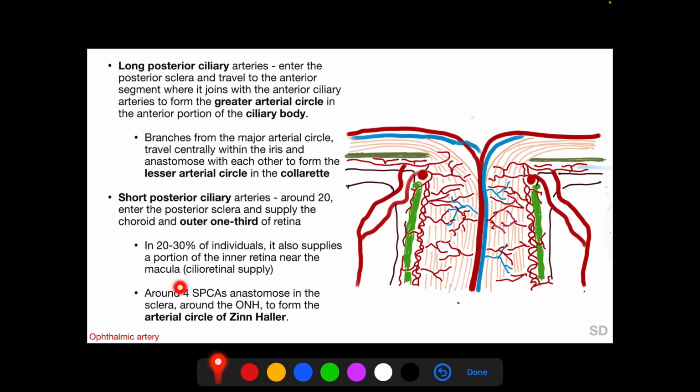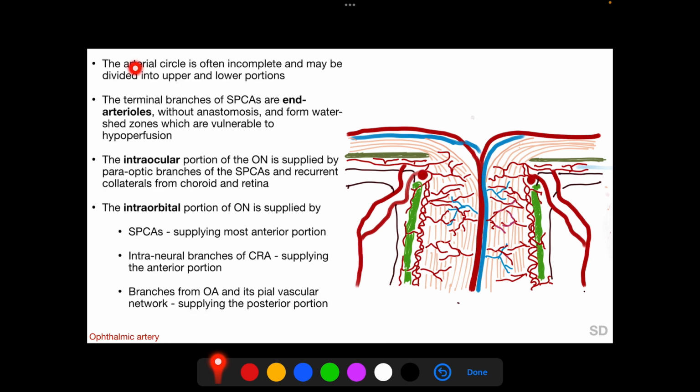Around 4 short posterior ciliary arteries anastomose in the sclera around the optic nerve head to form the arterial circle of Zinn-Haller. This arterial circle of Zinn-Haller is often incomplete and may be divided into an upper and a lower portion. The terminal branches of the short posterior ciliary arteries are end arterioles without anastomosis between the adjacent branches, and thus form watershed zones which are vulnerable to hypoperfusion.